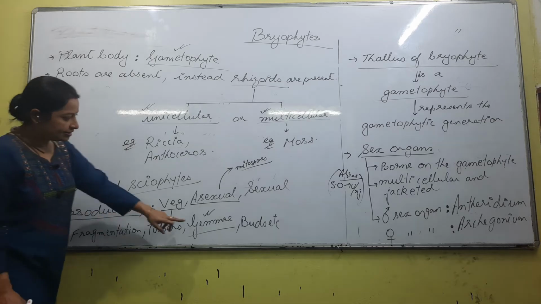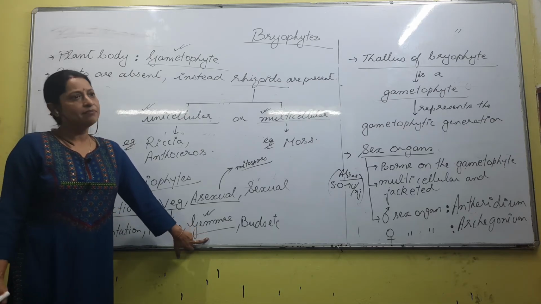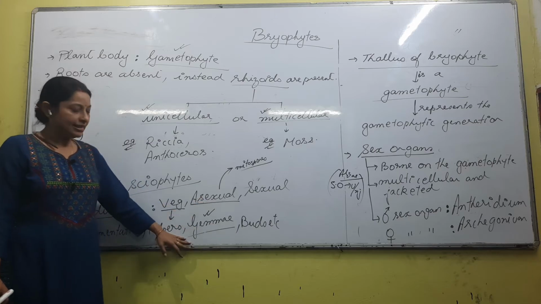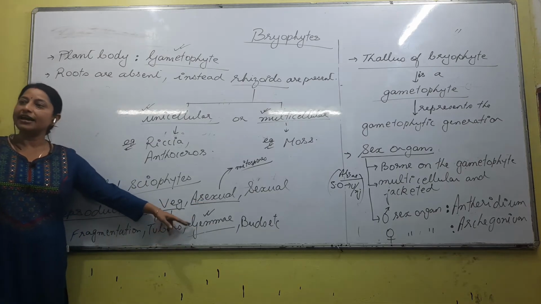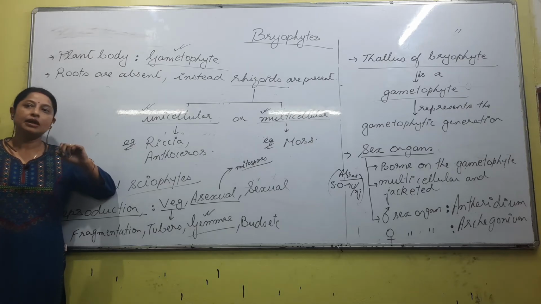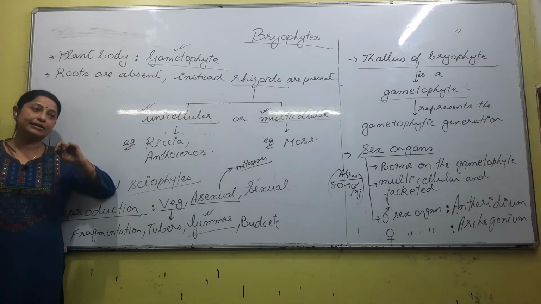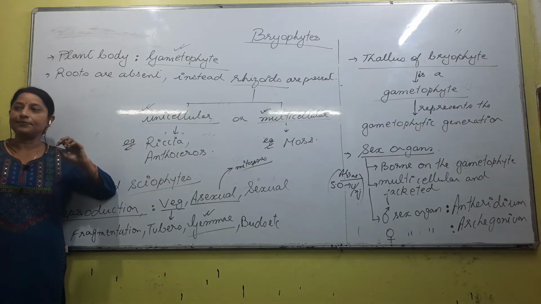Out of these, I think you have heard something called gemma cup, gemma cups, plural and singular, right? So this is one very important question ahead. Reproduction with the help of gemma cups is a characteristic of which group of plants? Bryophytes. And you have to be specific with the example of the bryophyte where you see the gemma cup. Who saw it? Marchantia, right?